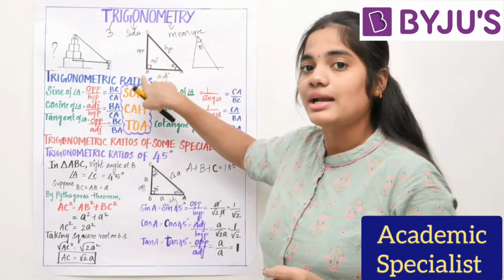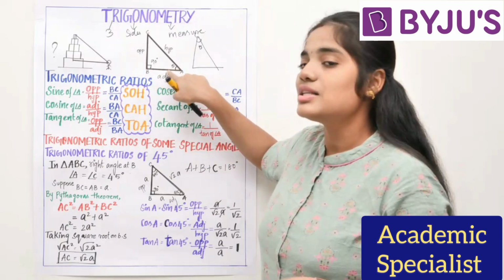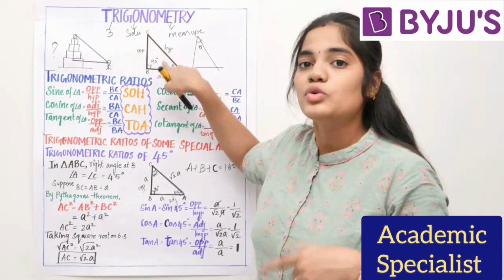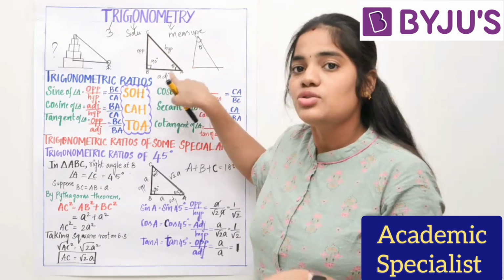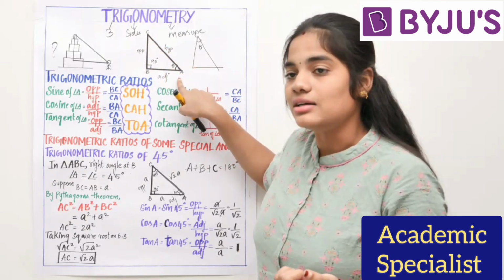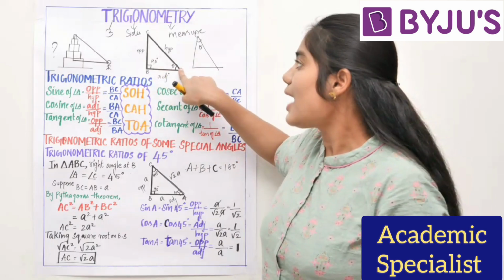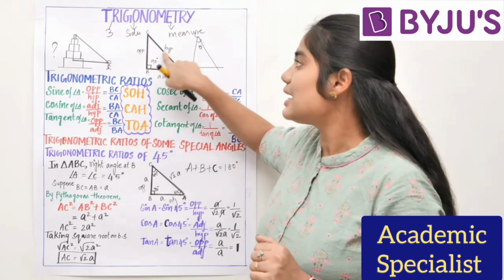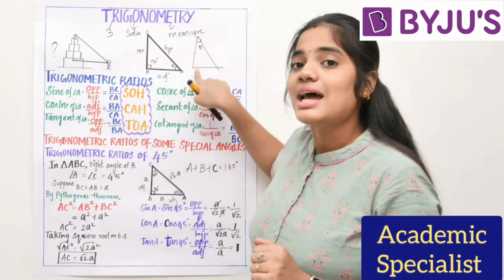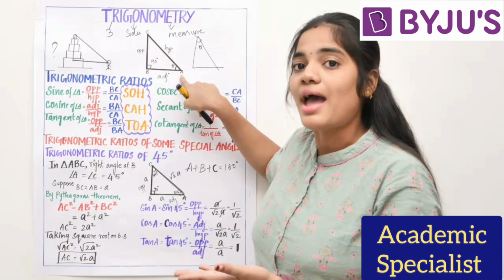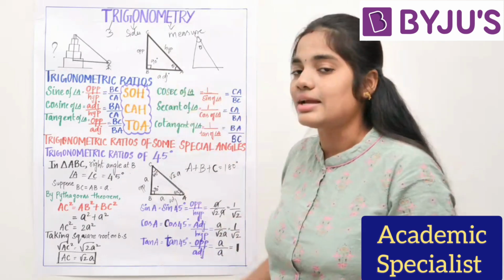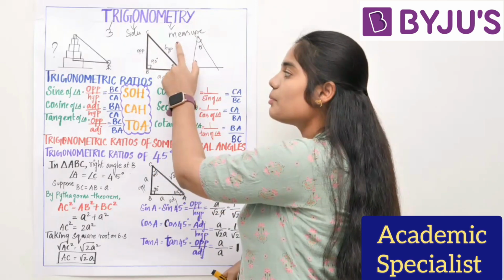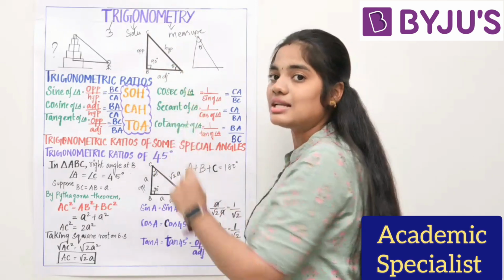So 90 degrees at angle B. Now here I am considering A as the angle. If we consider C as the angle, then the positions of the sides will change. Opposite to the angle theta is the opposite side, and opposite to the 90 degree angle is the hypotenuse. The side that lies along the angle is the adjacent side.